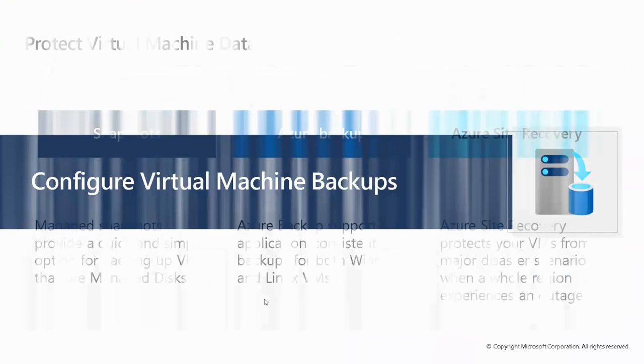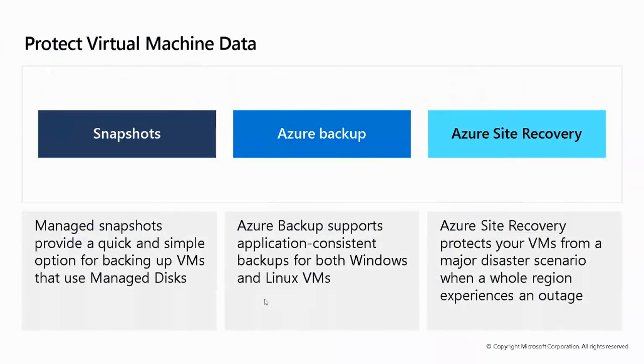You configure a virtual machine for the backup. There are three ways to do it. We can have the snapshot. It's like having an image or an ISO image in your computer, so you can run it up again. You can have an Azure Backup, or you can choose an Azure Site Recovery.